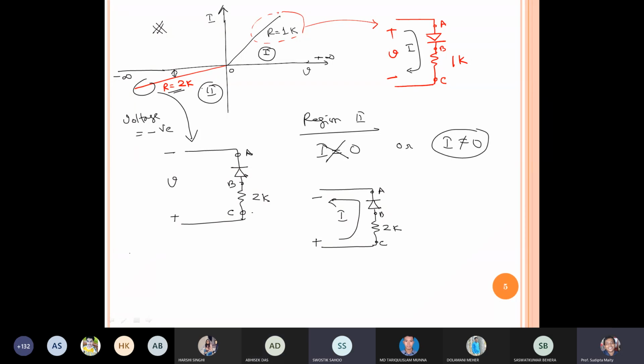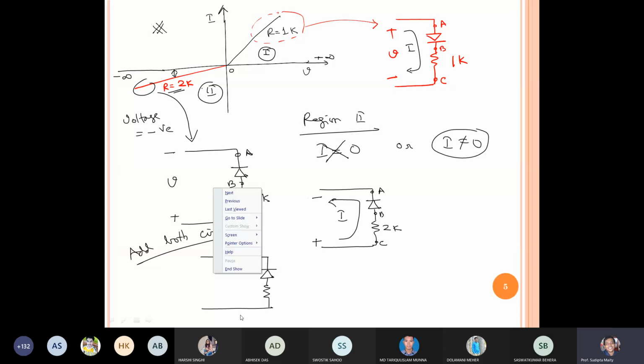Yes, sir. Okay, now add both circuits. So if I add both circuits, let's try to use the lower portion first, region 2, because I am using black color. Then if I add the first one, it will be in opposite. So it will be my 2K, it will be my 1K, and it will be my voltage, because we do not know now what is the amplitude of voltage.